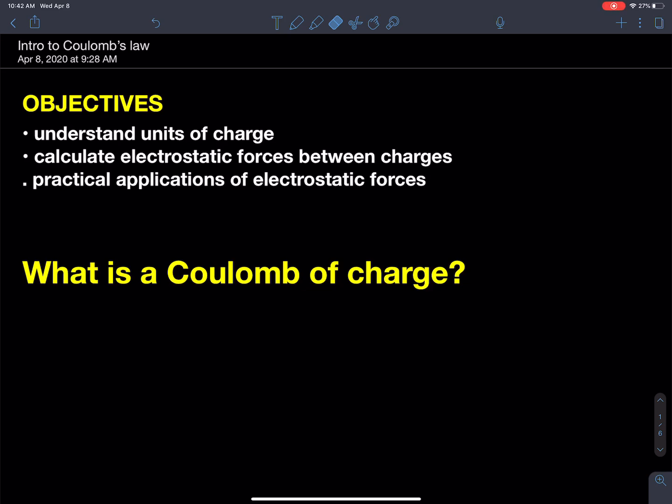Hey, MYP Physics. This is the second part of our electrostatics introduction videos. Today we're going to talk about Coulomb's law and measuring electrostatic forces.